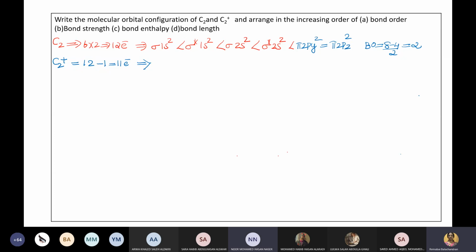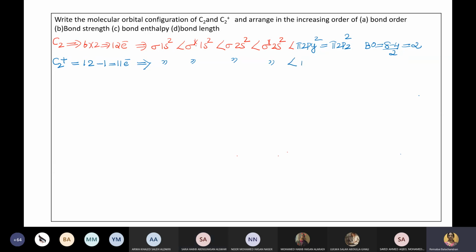Yes, tell me now. You understand why I wrote 11? Yes, because there is a positive charge. So this is the same. If I don't write, is it okay? If I write like this, is it clear? Or you want me to write it? It's clear. Okay.